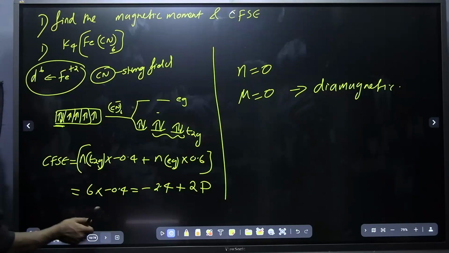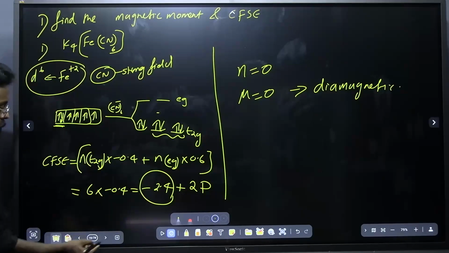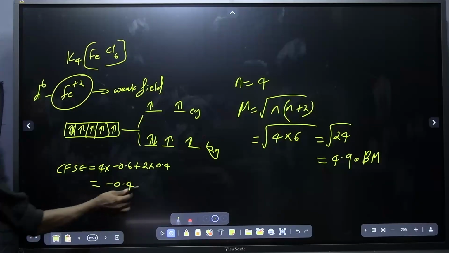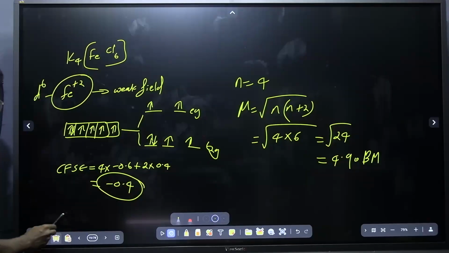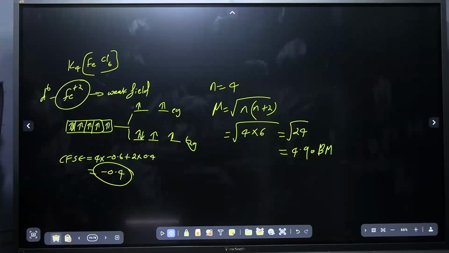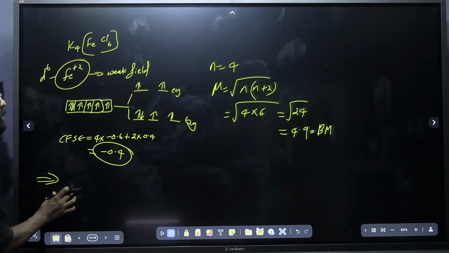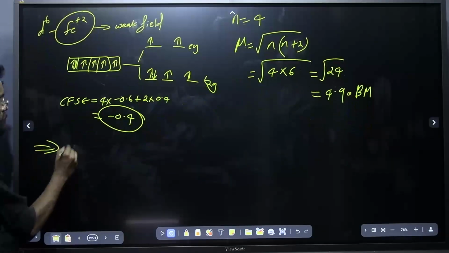In the previous case you can see the magnitude of CFSE is minus 2.4. The magnitude is coming 2.4. In the second case it is coming just 0.4 only. So which is having the highest CFSE, or which is more stable? The one which is strong field ligand is more stable. In some cases the CFSE will be the same.